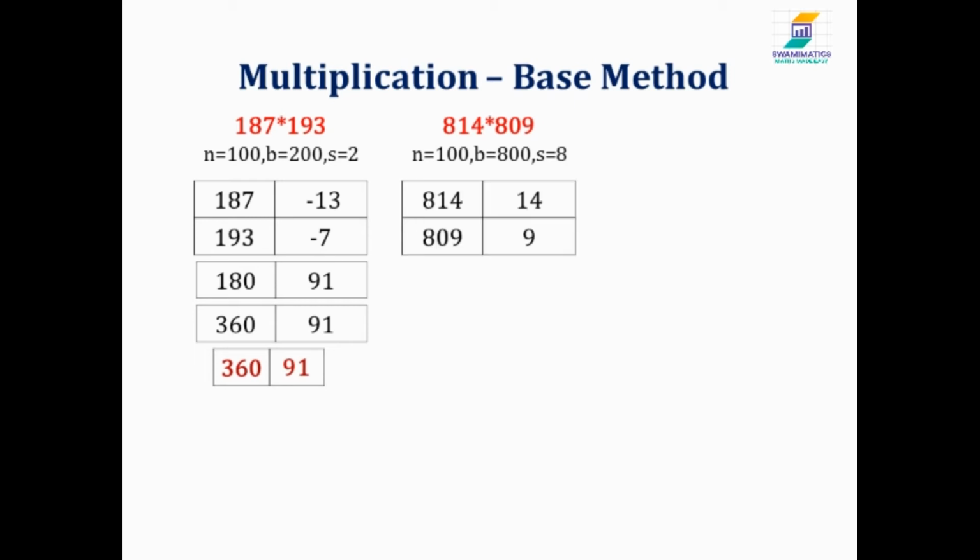Right? 814 is 14 more than 800. 809 is 9 more than 800. The cross operation gives me 823 and 126. Now, when you look at it, the sub base is 8. So I need to multiply 823 by 8. So what is it I get when I multiply? I get 6584. 823 into 8.